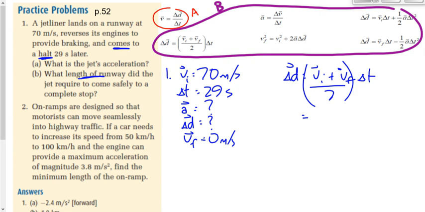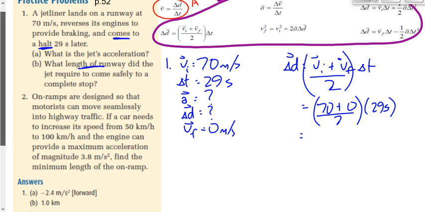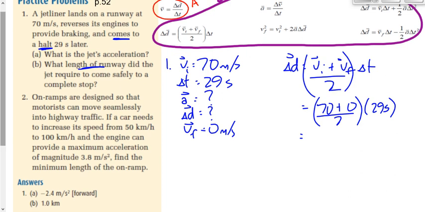Who cares? Do B before A. Doesn't matter. Do we have VI? We do. We have VF. We have T. That's going to work for us. VI is 70 plus 0 over 2 times a time of 29 seconds. 35 times 29, I assume, gives us kilometer, 1,000 meters.